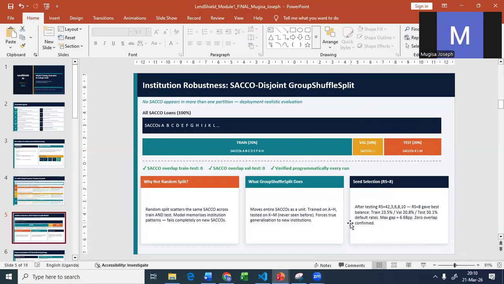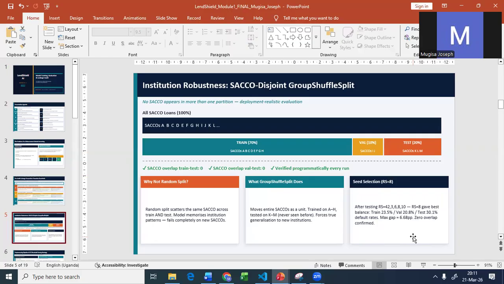Now we tried different random states, because different random states or seeds produce different splits. But our dataset already has an imbalance. We already saw previously that we have 16% defaults and the rest are non-defaults. So already there is an imbalance.